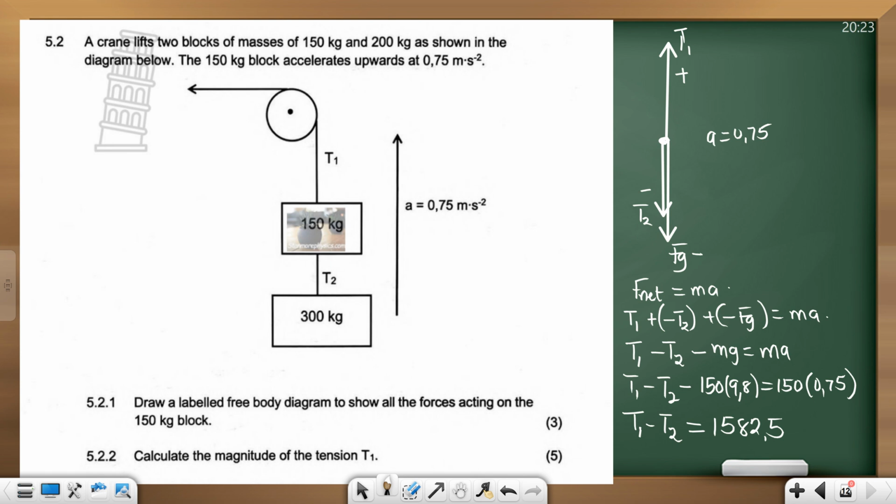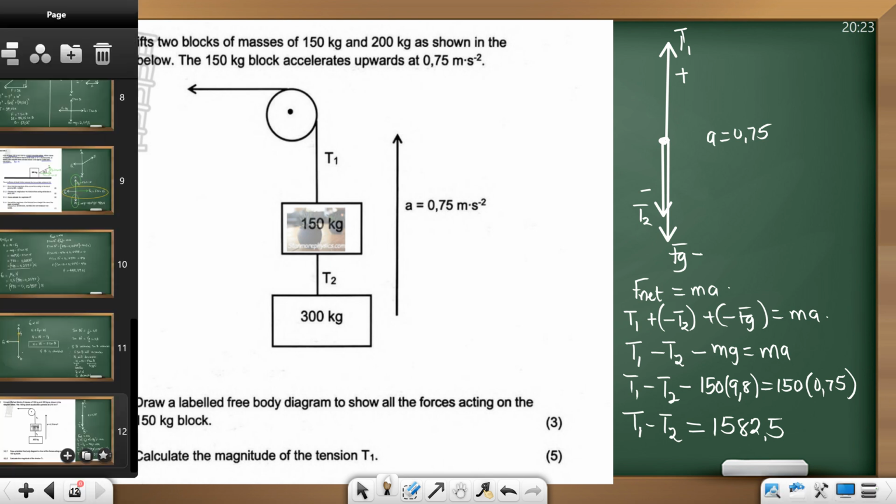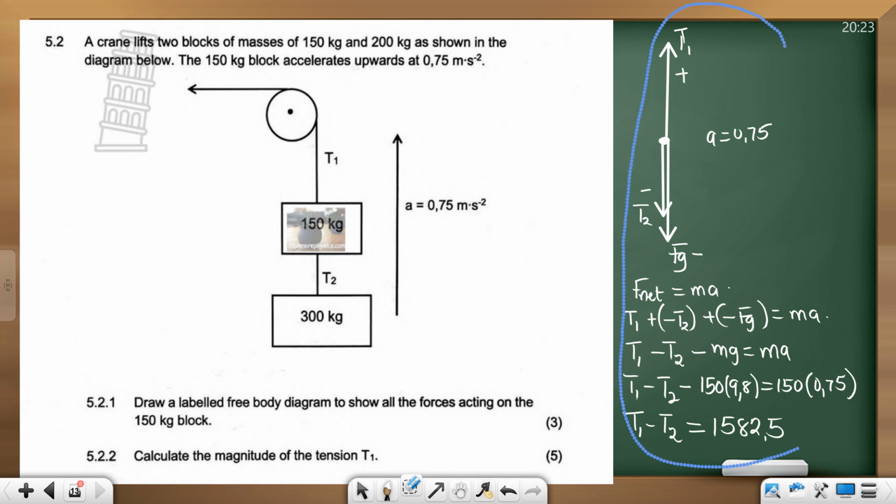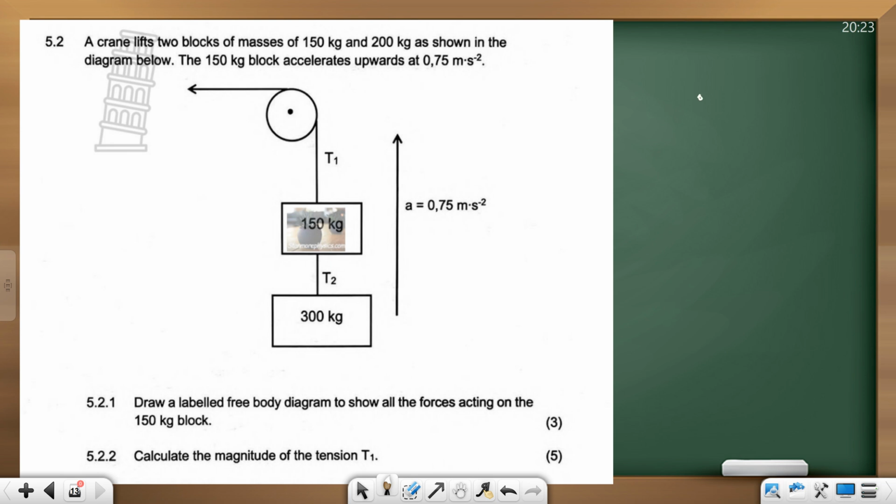Again, using the basic principles, we're repeating the same thing over every question. Now I have two unknowns. It means I need a second equation. Where will I get my second equation from? I'll get it from the 300. So, free body diagram, always draw. Don't be lazy to draw. The weight and T2, which is mg. Object is going up again. F net is equal to ma. So T2 plus negative mg equals ma.